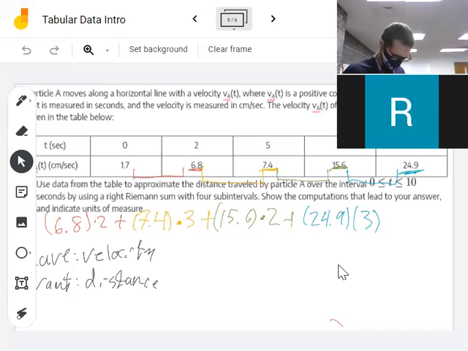All right. Let's finish writing those down. All right, I'm going to do the calculation. Do you want me to do it all at once or do each piece individually? Cool beans. 6.8 times 2 plus 7.4 times 3 plus 15.6 times 2 plus 24.9 times 3. And then I get from that 141.7 centimeters.